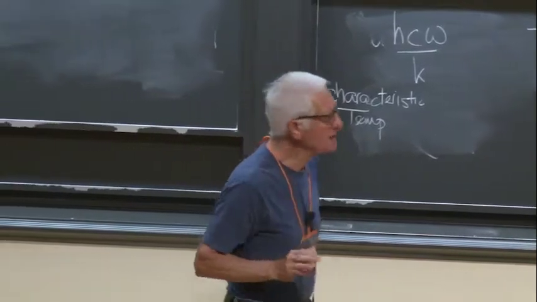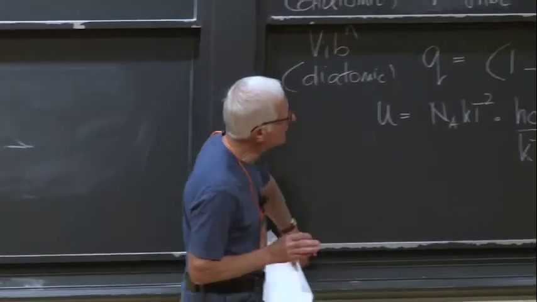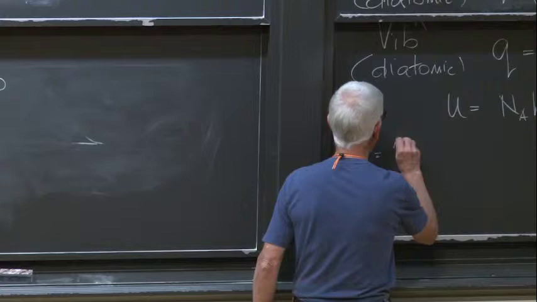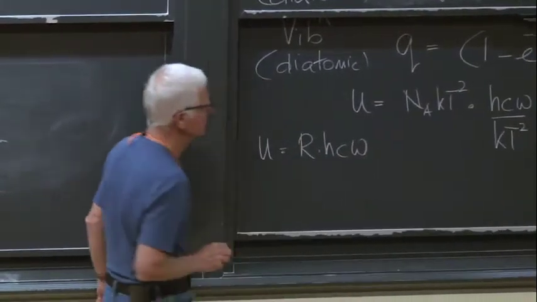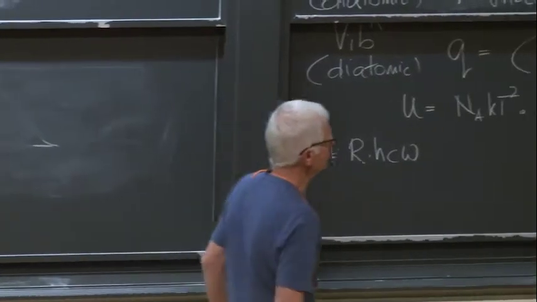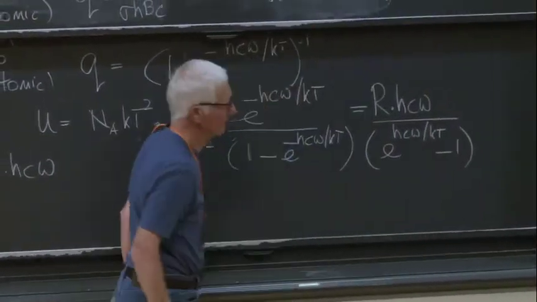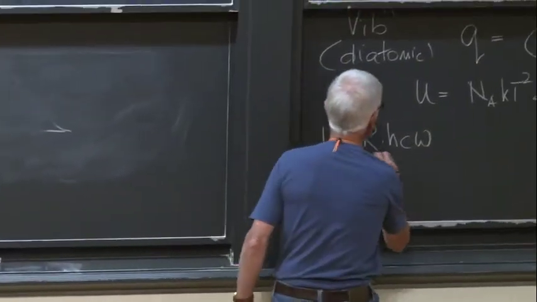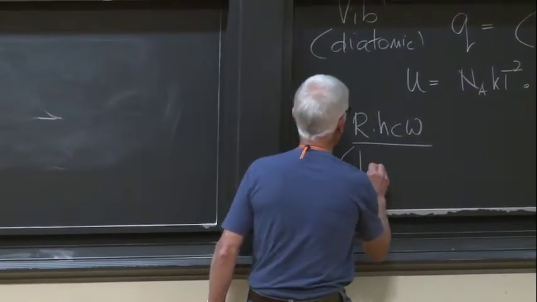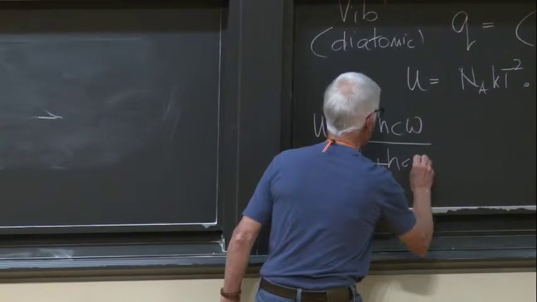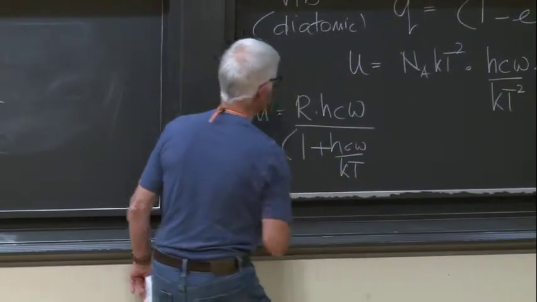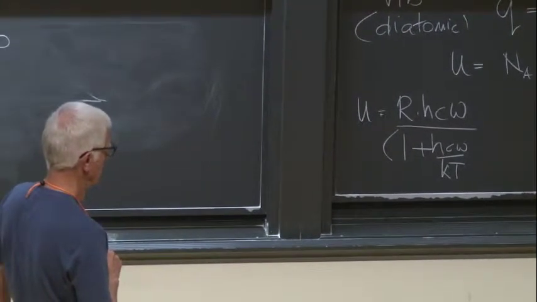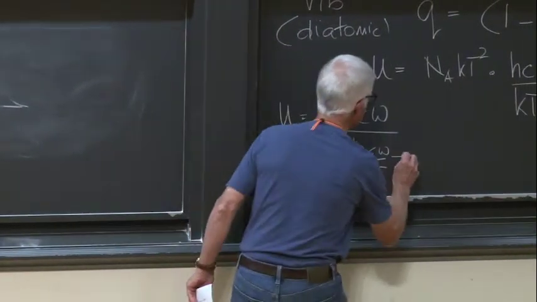What happens when we go to very high temperatures? We've got to be a little cleverer here. So we've got the internal energy is equal to R times hcω. This term here is becoming very small as the temperature increases. And so let's expand it, and we'll get 1 plus hcω over kT, minus 1.